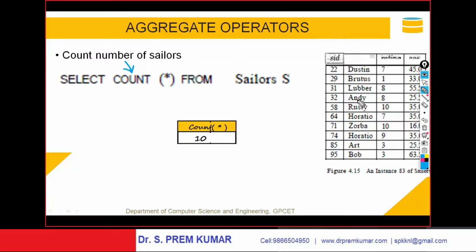1, 2, 3, 4, 5, 6, 7, 8, 9, and 10. And hence you got count of asterisk, 10. Count of asterisk from sailors counts the total number of rows. The total number of rows is 10. Please go through this query. Any doubts, you ask me.